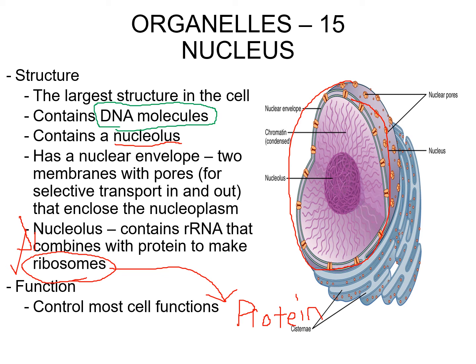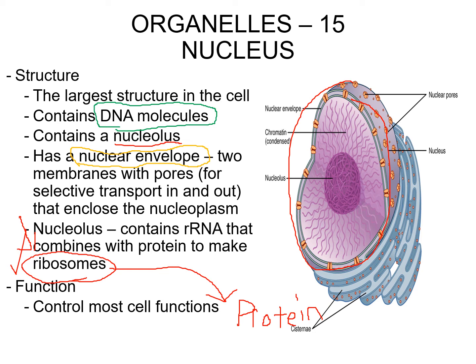Another important feature of the nucleus is, similar to other membrane-bound organelles, we have a phospholipid bilayer surrounding it. And instead of saying phospholipid bilayer of the nucleus or cell membrane of the nucleus, there's a distinct term. It's called the nuclear envelope.